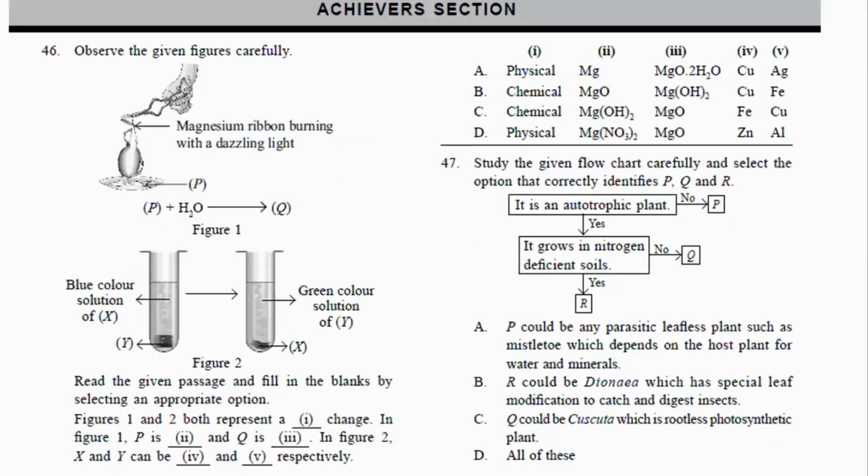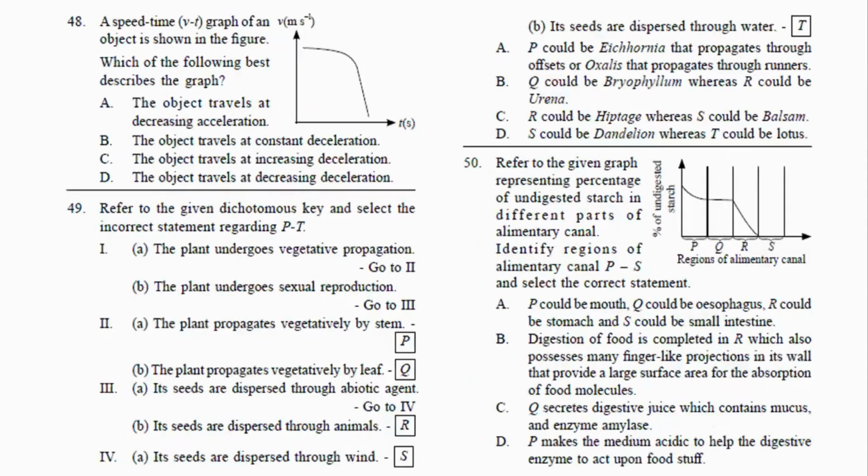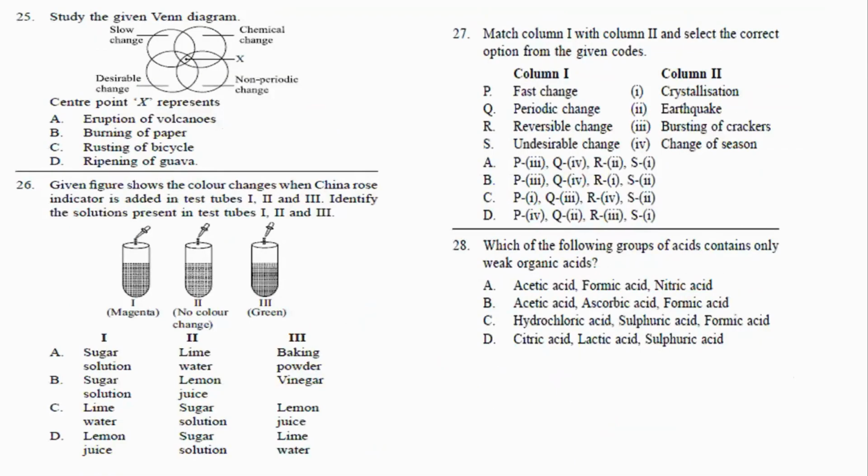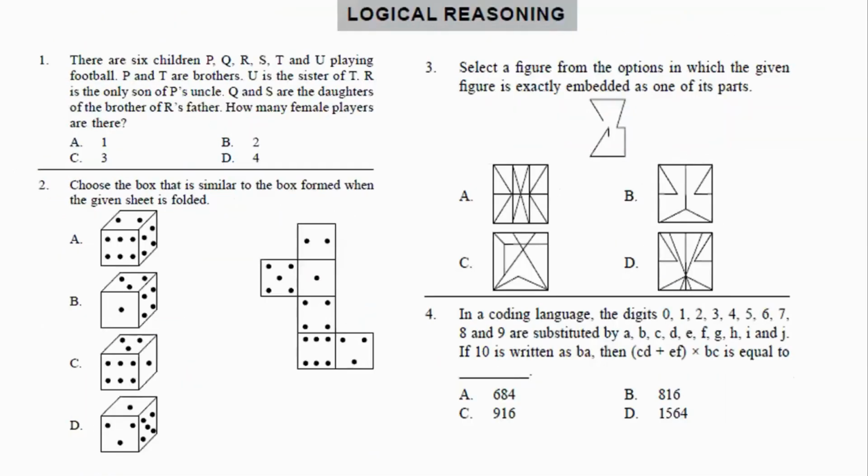And the third section, that is the achiever section, these questions are a bit long, a bit tricky. You have to think a bit. Each question carries 3 marks each, right? So here we have 5 questions, so a total of 60 marks, right? So let's start with the discussion of the paper. First we will start with the logical reasoning part.